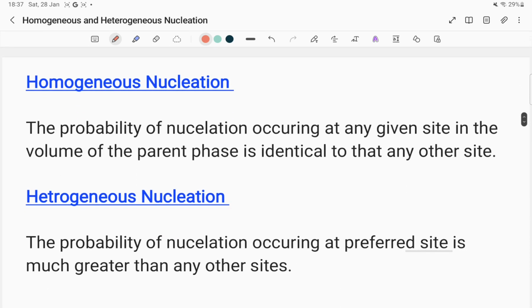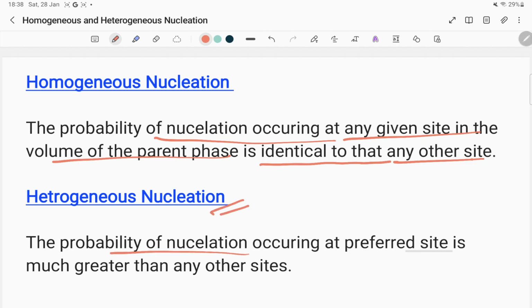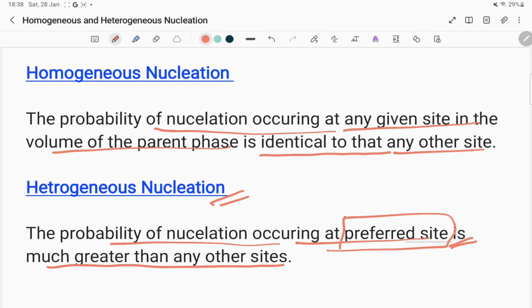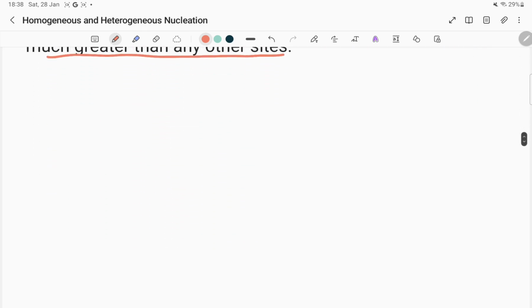Now we will see what is homogeneous nucleation. The probability of nucleation occurring at any given site in the volume of the parent phase is identical to that at any other site, which is called homogeneous nucleation. In contrast, heterogeneous nucleation is defined as the probability of nucleation occurring at preferred sites. So this is the most important difference between homogeneous and heterogeneous nucleation. Here the preferred sites are shown as much greater than any other sites. So this is the difference between homogeneous and heterogeneous nucleation.